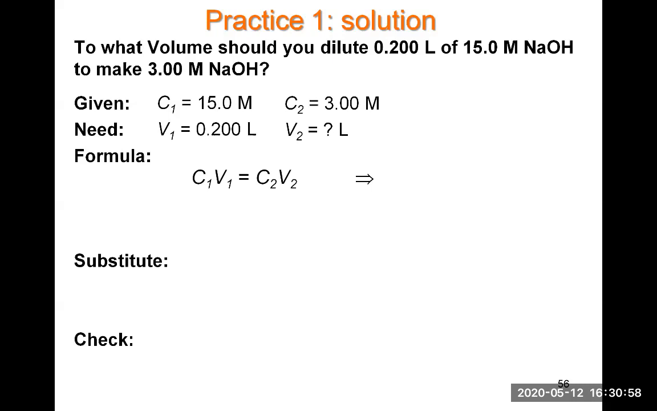To solve for V2, because we are looking for V2, we need to isolate V2. And for this, we will need to divide both sides by C2. So if you divide both sides by C2, C2 cancels on the right side, and you have V2 by itself. And then on the left side, you will have C1 times V1 divided by C2. So it's showing up here. C1 times V1 over C2 is equal to V2.